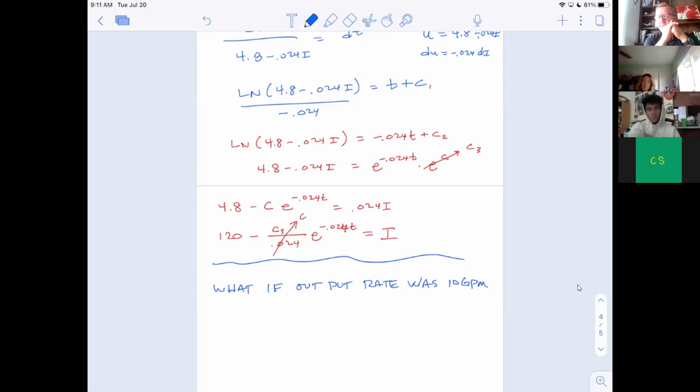And so I want to give you a second to think about that. Could you rewrite this differential equation if the output rate is different than the input rate?